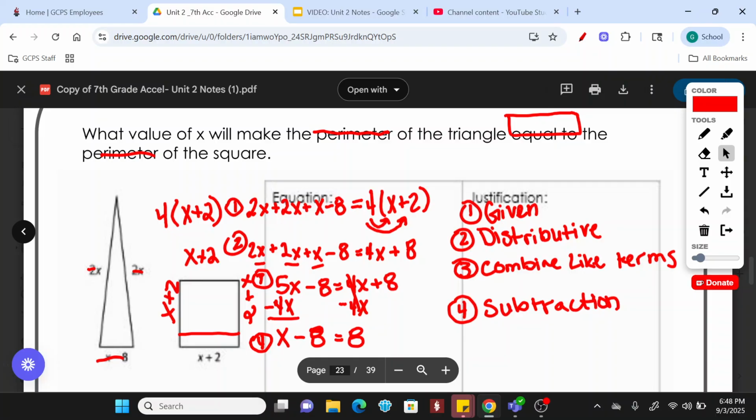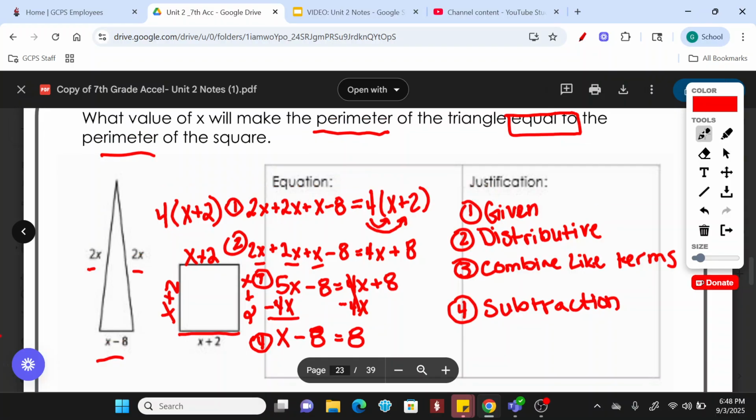So my final step is I need to move the constant, okay? Because I need to get x completely by itself. So what's the inverse of a negative 8? Positive 8. So I need to add 8 to both sides. All right? So this cancels out. What's 8 plus 8? 16. So x equals 16. So step 5 was addition because I had to add 8 to both sides.